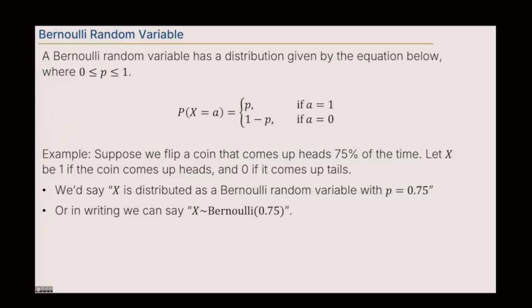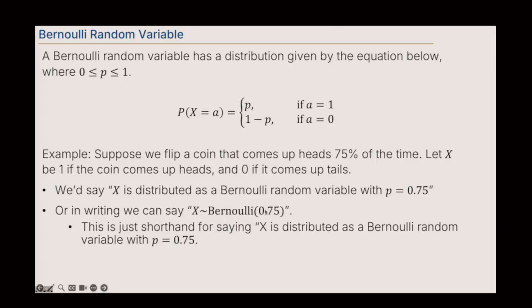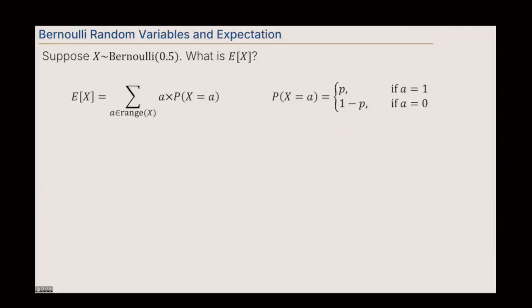Or in writing, often you'll just see that x, and we'll use this tilde symbol to indicate that this is a random variable that is a Bernoulli random variable. And since a Bernoulli random variable is characterized entirely by one parameter, you can put it in here in parentheses. Okay? So that's just shorthand for saying x is distributed as a Bernoulli random variable with p equal to 0.75. Okay. These are not the most exciting random variables, but they are the cornerstone of many other things that we'll do, including binomial random variables, Poisson random variables, and geometric random variables.